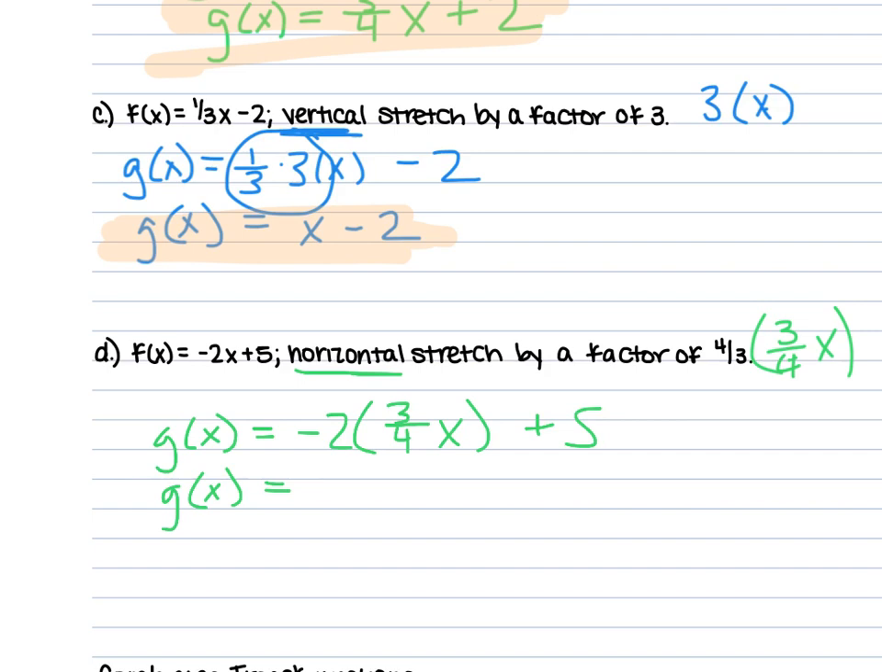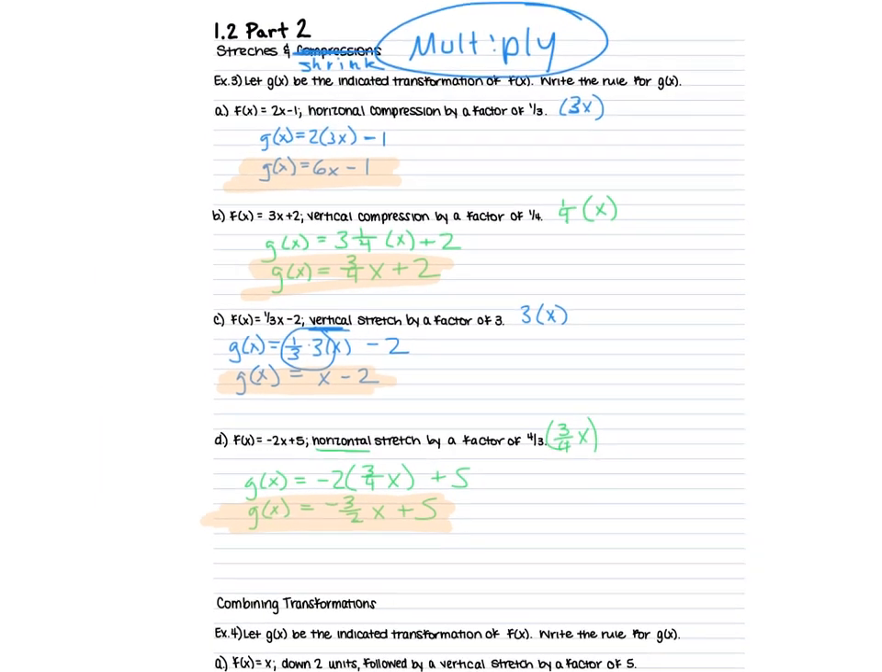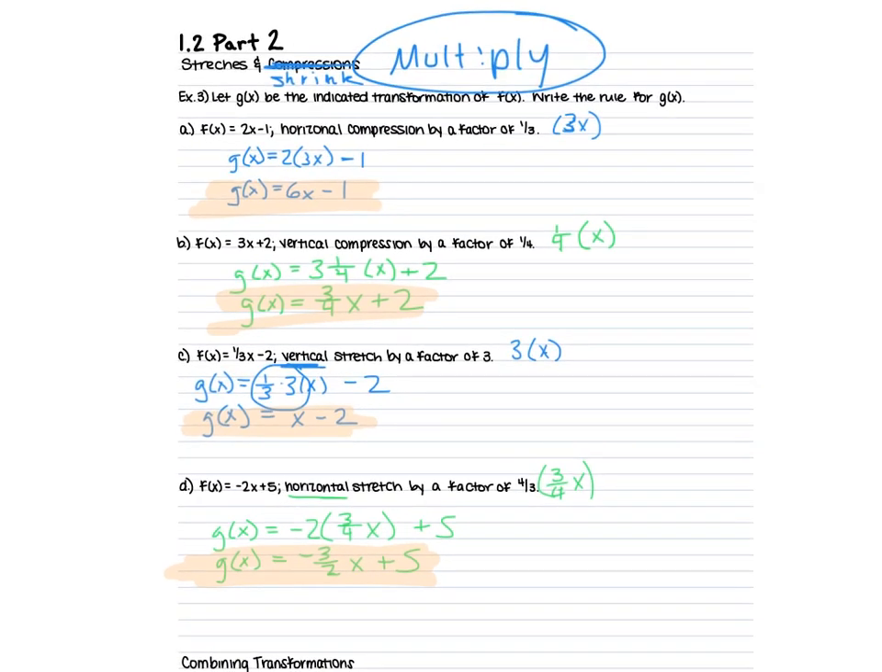Negative 3/2. Negative 3/2. Awesome. So negative 3/2x plus 5. Any questions on horizontal or vertical stretches and shrinks?